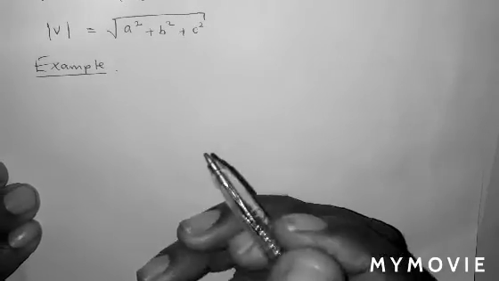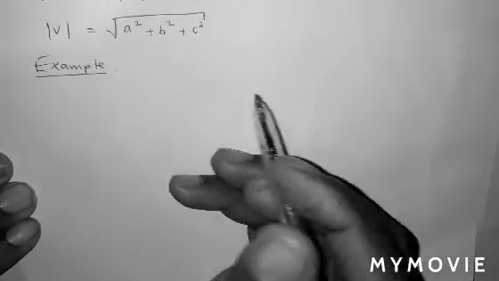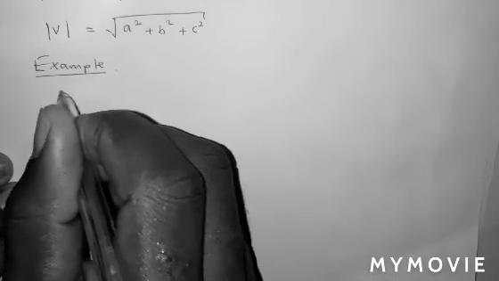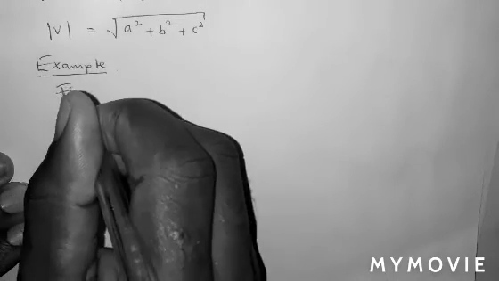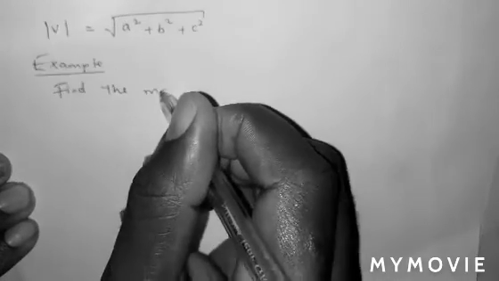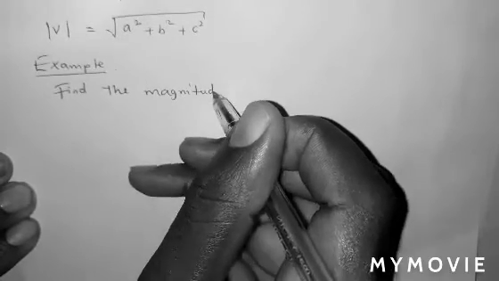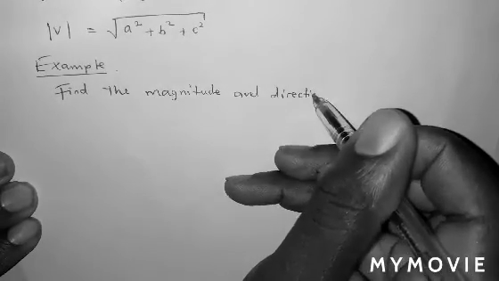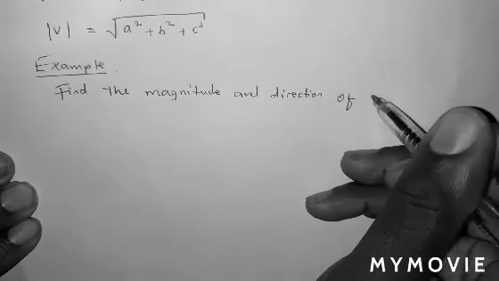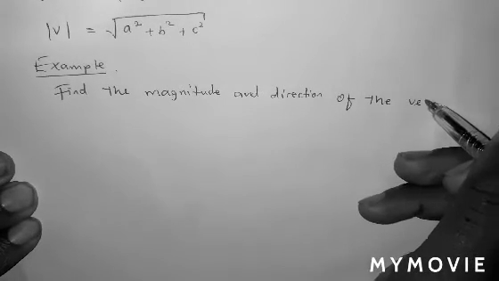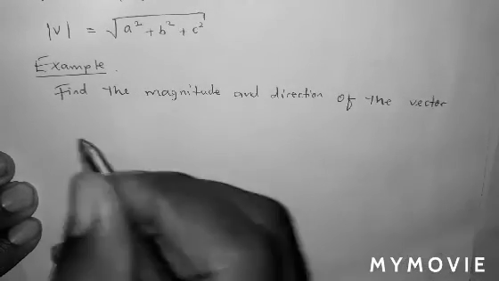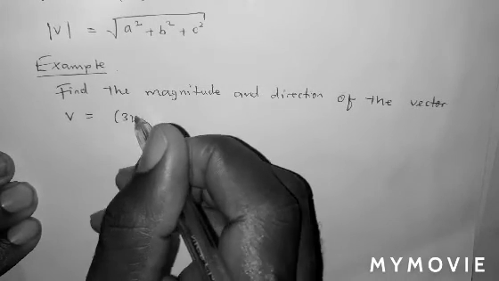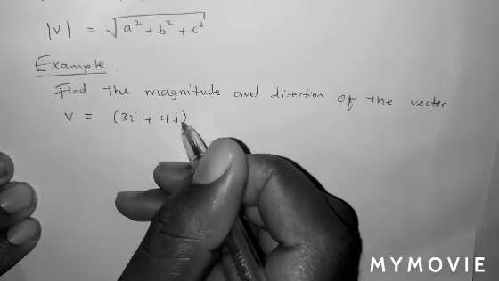We are required to determine the magnitude. In this case, we shall determine the magnitude. Find the magnitude and the direction of the vector v is equal to 3i plus 4j.